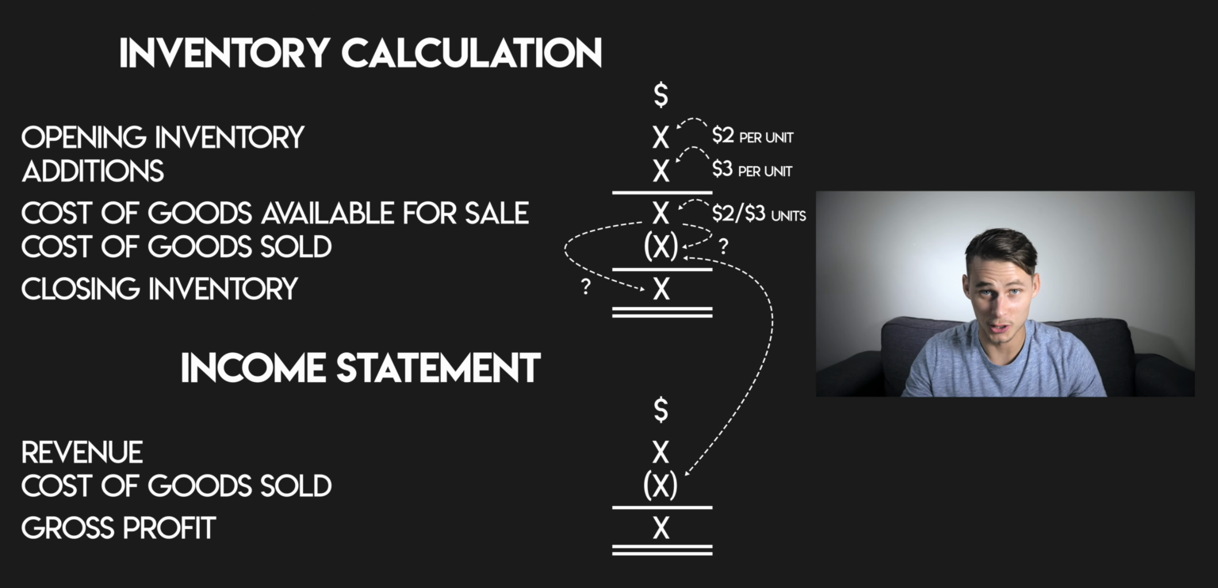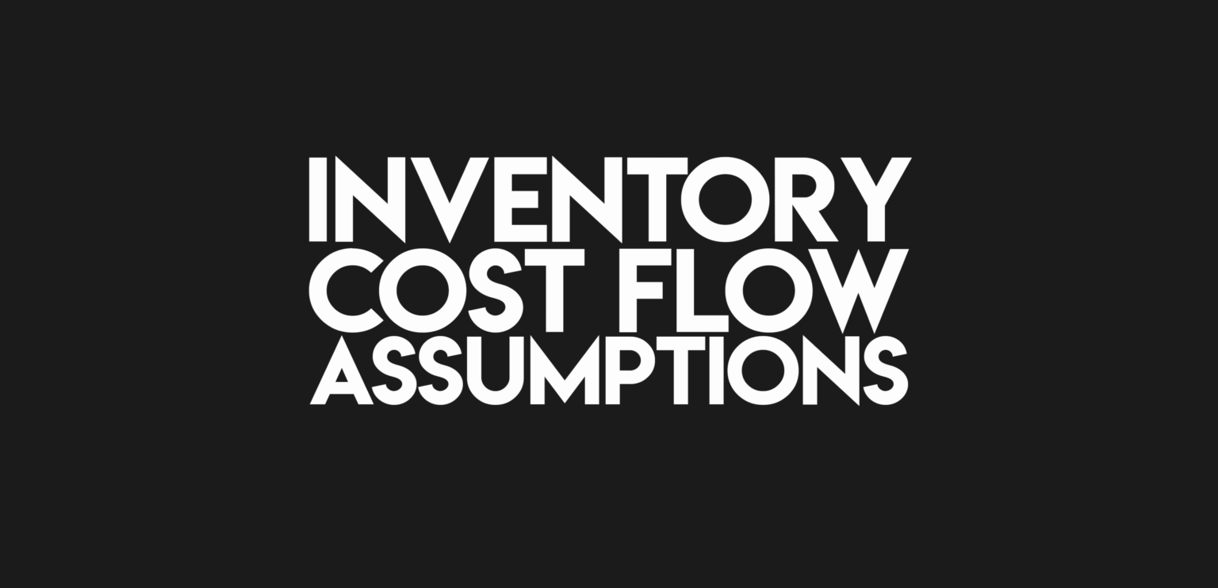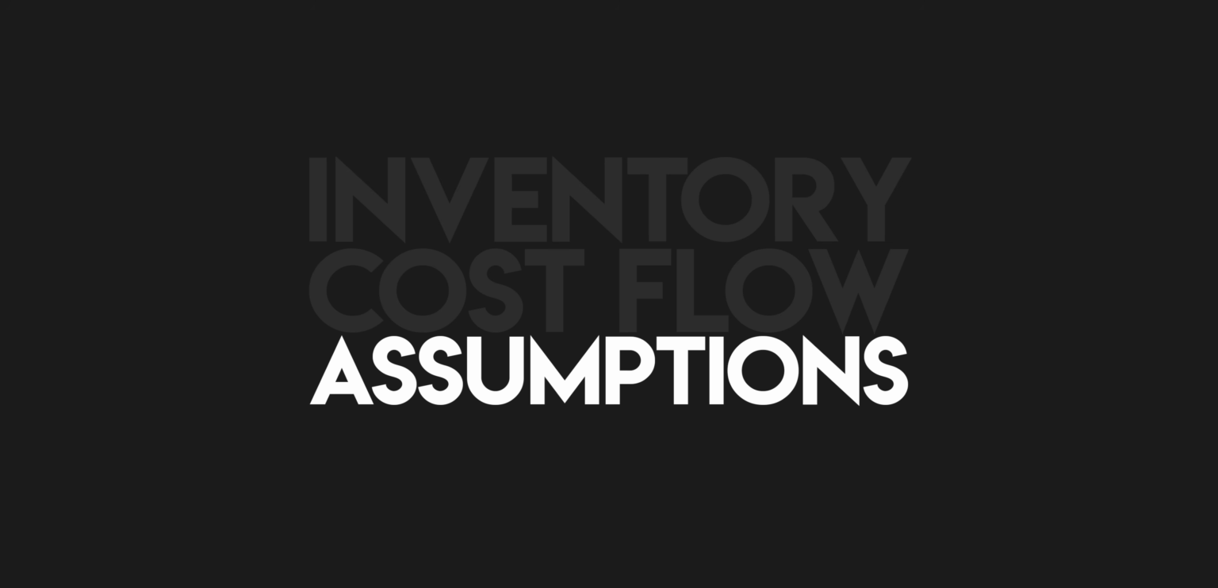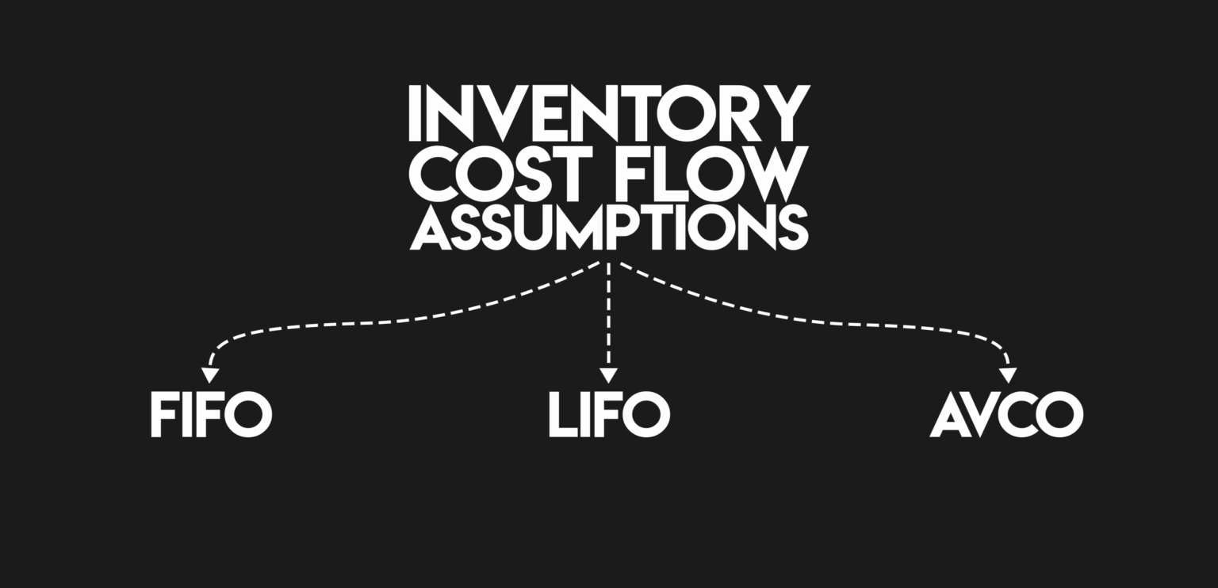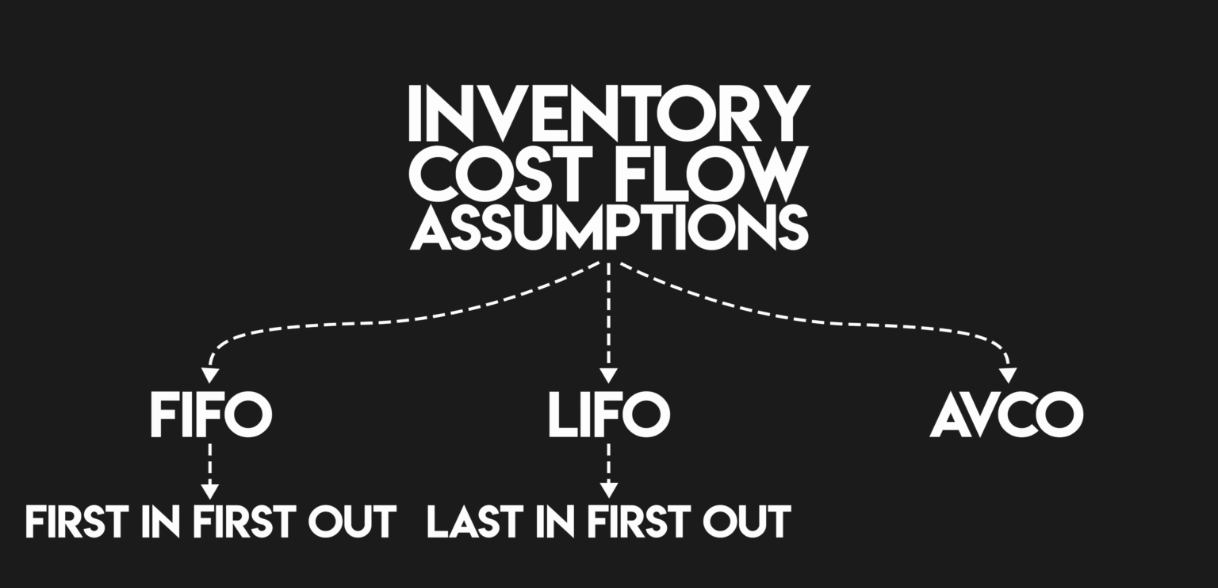To work this out, you can use cost flow assumptions. Cost flow assumptions are rules that help us estimate what these cost flows are. These are assumptions, so they don't necessarily reflect the reality of underlying transactions. There are 3 main types of cost flow assumption: FIFO, LIFO, and AVCO. First in, first out, last in, first out, and the average cost method.